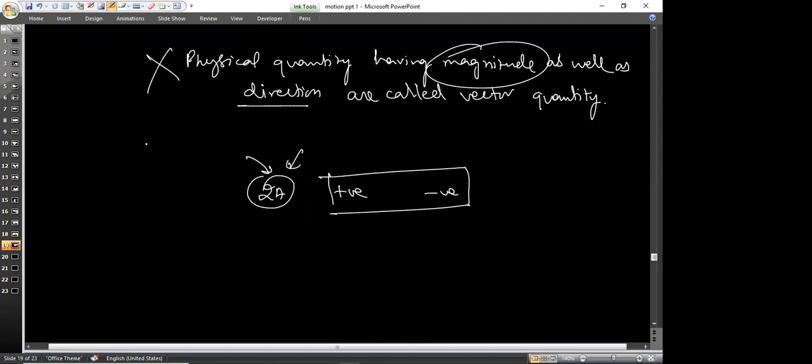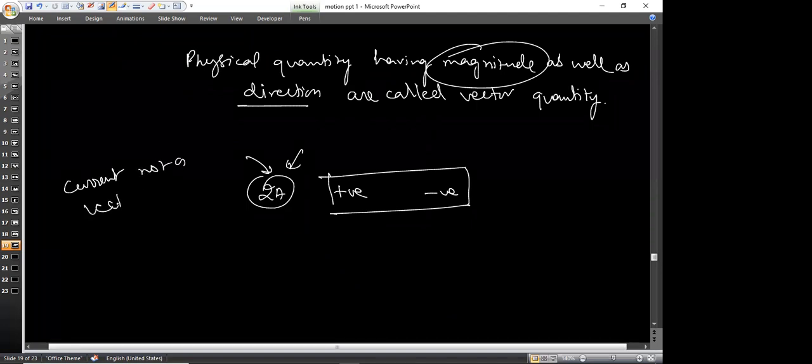But current is not a vector quantity. Why is current not a vector quantity? Just listen to me.